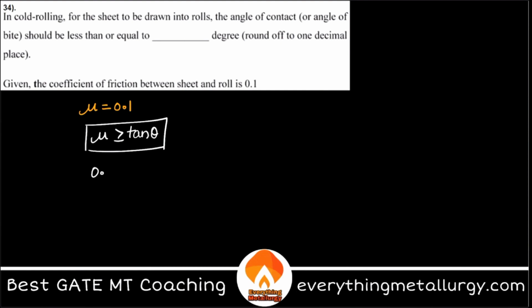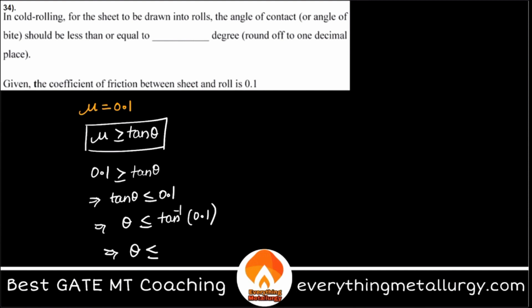Mu is 0.1. So mu 0.1 is greater than or equal to my tan theta. Or you can again write tan theta is less than or equal to 0.1. So theta is less than or equal to tan inverse 0.1. Again, if you just calculate this tan inverse, you get theta less than about 5.71 degrees. So this is my answer, 5.71 degrees.